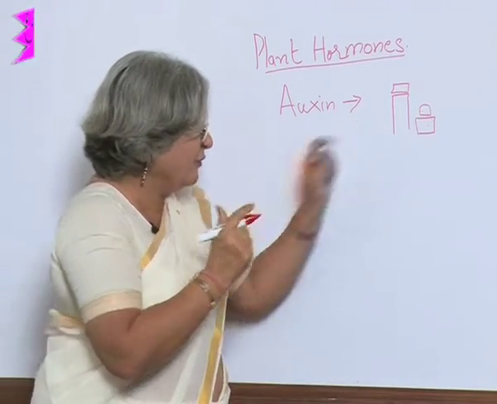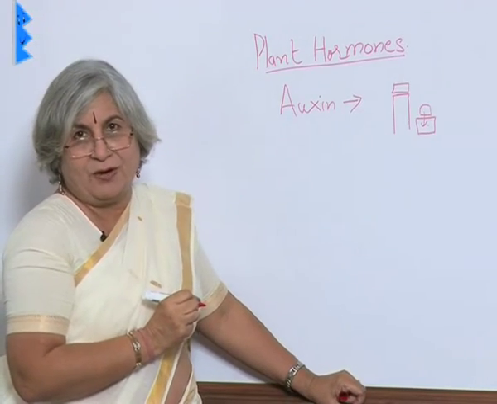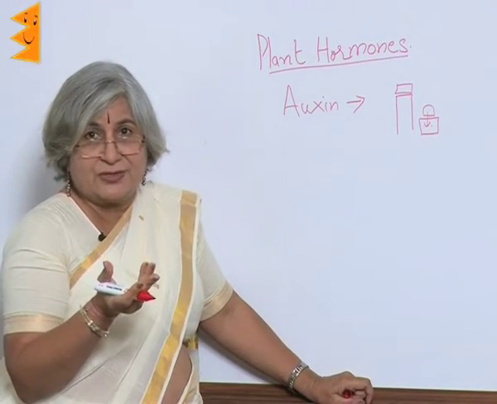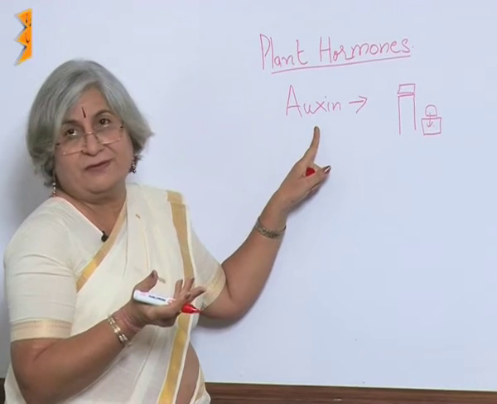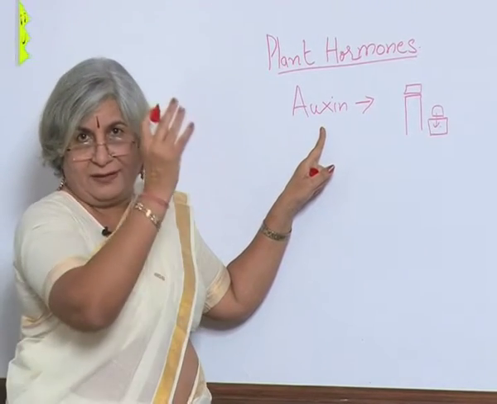Why? Because from the tip, auxin came into the agar-agar block. So, what is the conclusion? It is the auxins which trigger growth in plants, the vertical growth.